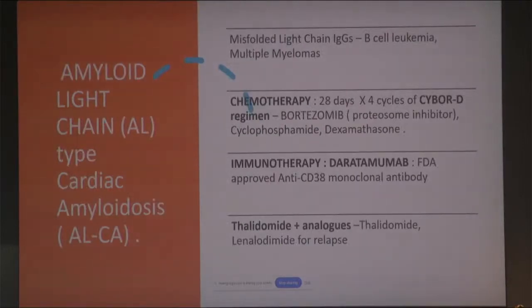The amyloid light chain, what do you do? What is the approach? The approach is to treat the basic cause, so B-cell leukemia or multiple myeloma. Generally, classically, chemotherapy is given for 28 days, 4 cycles of the Cy-Bor-D regimen, that is bortezomib, cyclophosphamide, dexamethasone, and immunotherapy using drugs like daratumumab are found to be useful. And significantly, these drugs, along with thalidomide and other drugs, have been found to actually reduce the severity of the amyloid associated with this light chain disease.